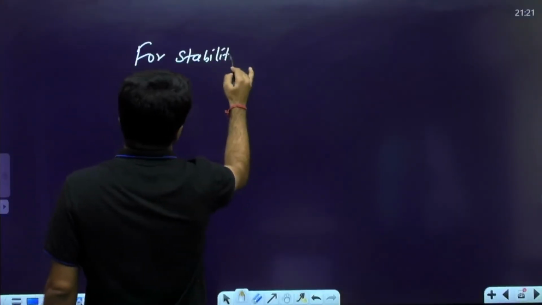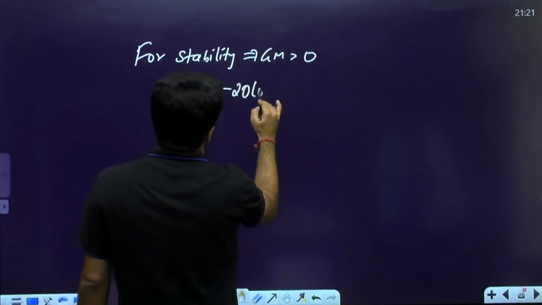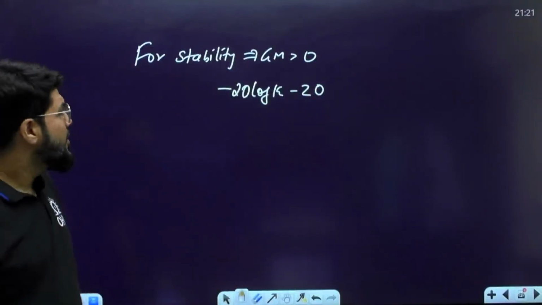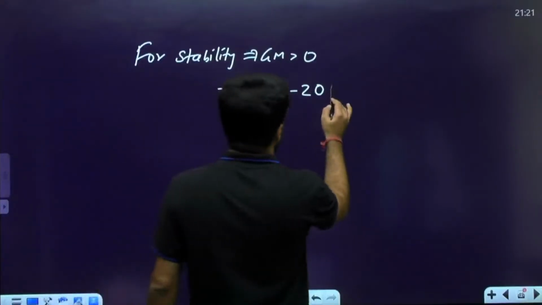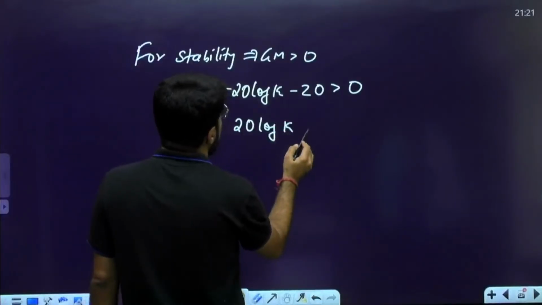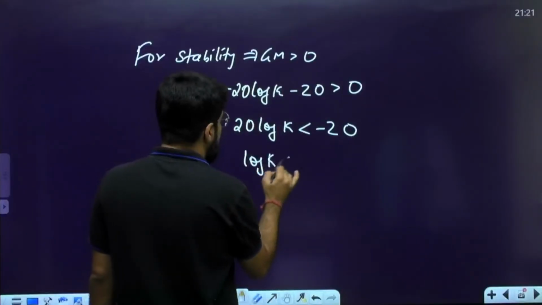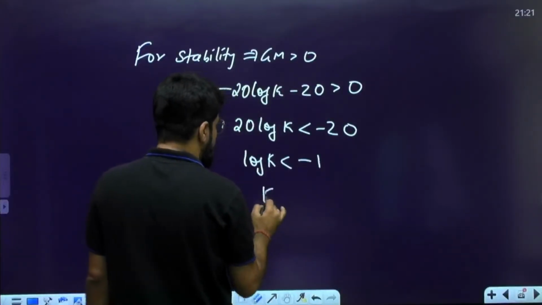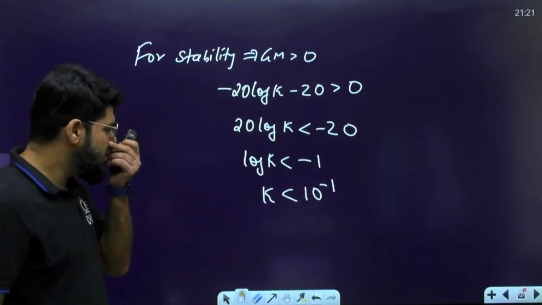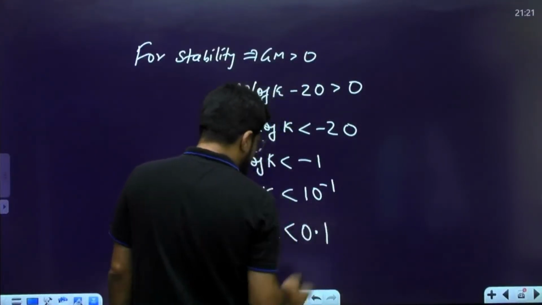So what is done for stability? For stability, gain margin must be positive. Originally it was unstable, but I want to make it stable with the gain K included in the forward path. So the gain margin minus 20 log K minus 20 must be positive. This means that 20 log K should be less than minus 20. That means log K should be less than minus 1. K should be less than 10 power minus 1, removing the log, taking the exponent on the other side, which means 0.1.